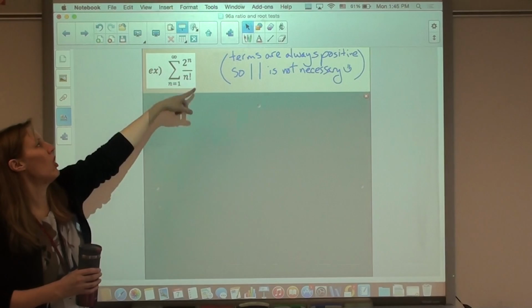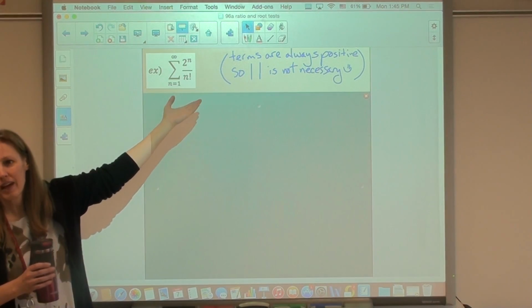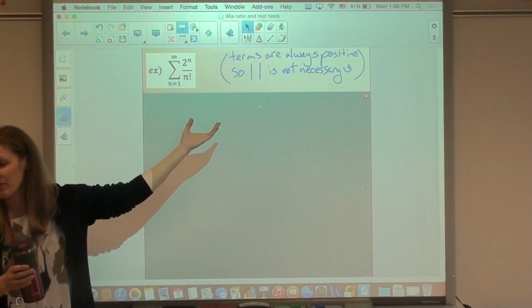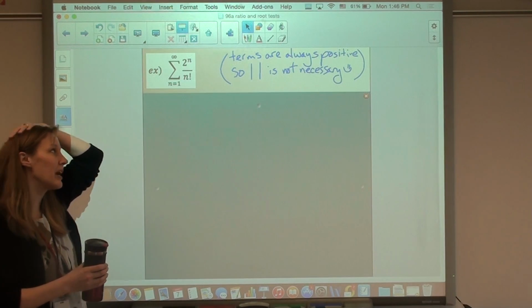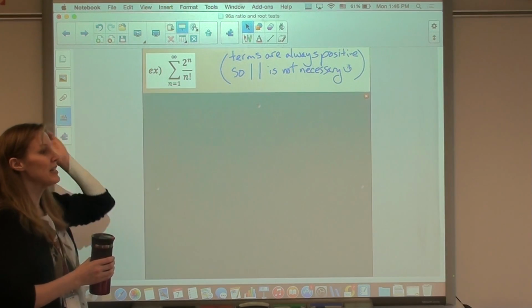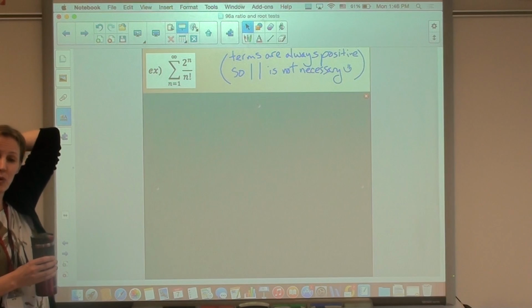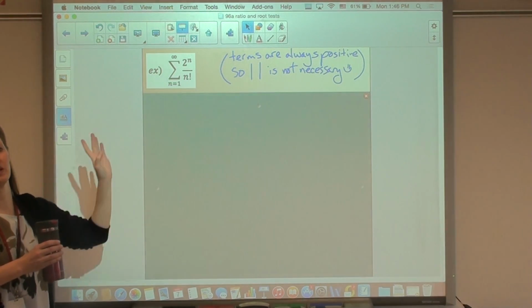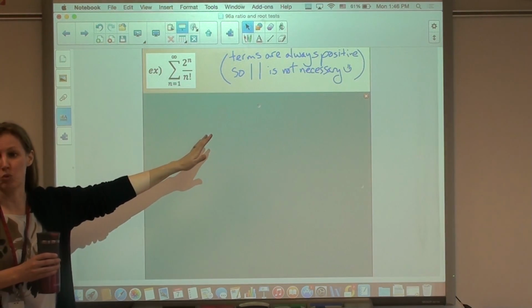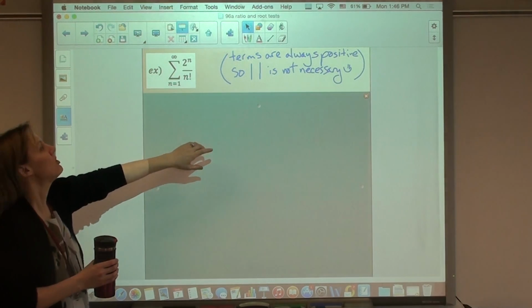If the terms are always positive, you don't have to have the absolute value because they're always positive. So you will see in the examples that I don't have an absolute value. That is not because you don't need it for all of these problems. It is only because when the terms are always positive, it is moot. Right? Okay. So here we go.